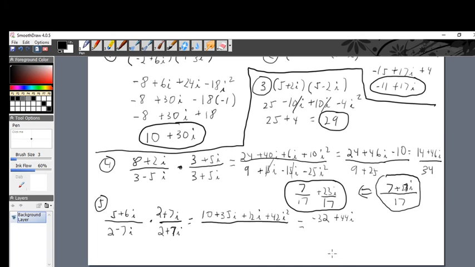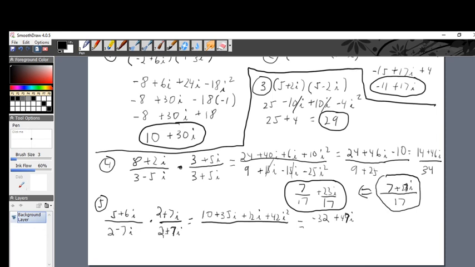Okay, so we've got 44i. And what do we have here? 35i and 12i. That's 47i, I'm sorry. 35i and 12i is 47i. I apologize. 47i. Okay. And we've reached the end of the line there.